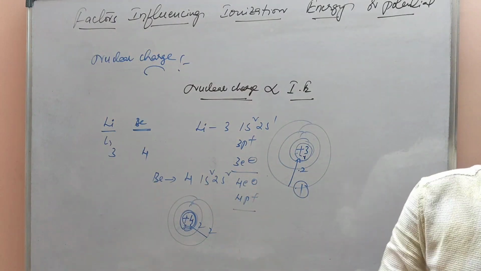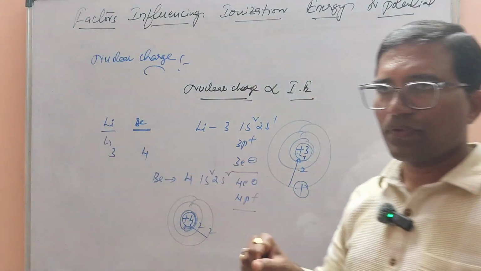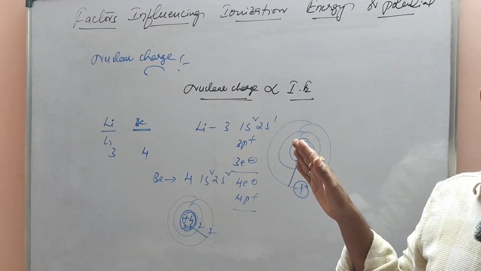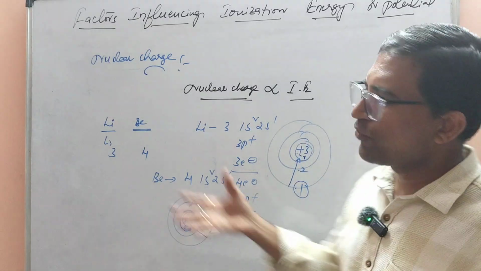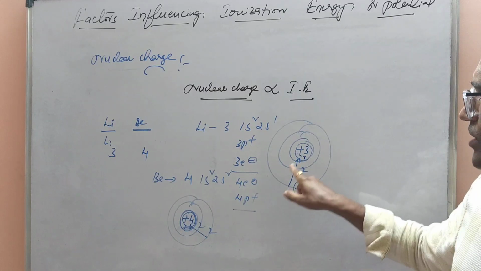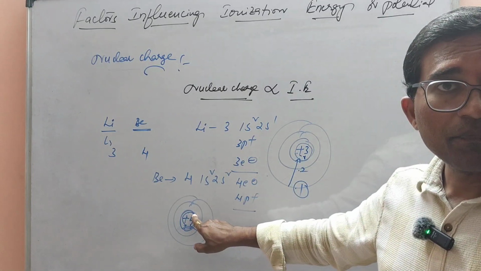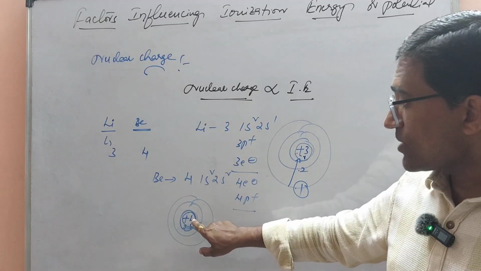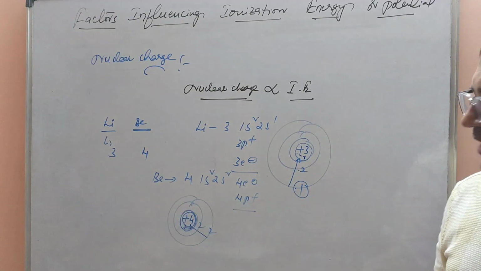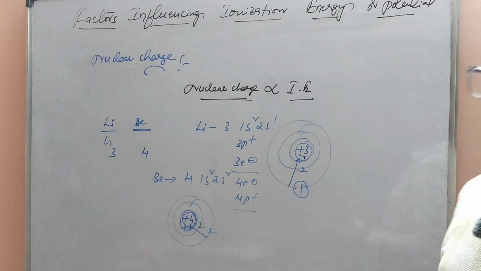And one more thing we can connect here: size. Lithium has a larger size than beryllium because in periods, left to right, atomic radius or atomic size decreases. Hence attractive force is more. So more energy is required to remove the electron because the nuclear charge is more. Lithium is plus 3, beryllium is plus 4. Hence nuclear charge is more for beryllium compared to lithium. Attractive force is more towards it. Hence you require more energy for beryllium to remove the electron compared with lithium.